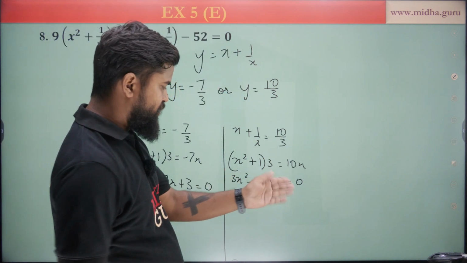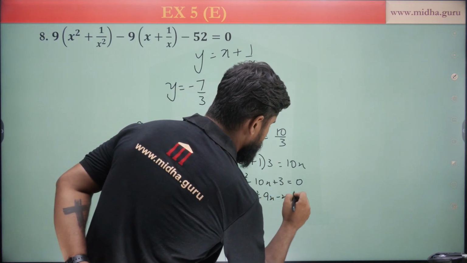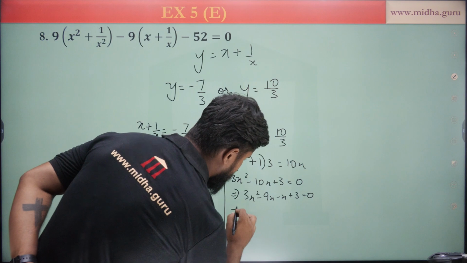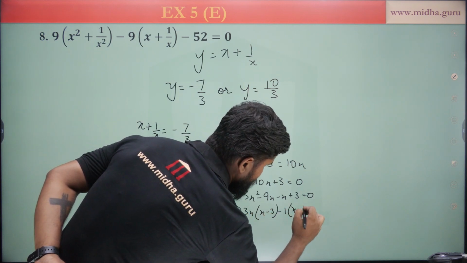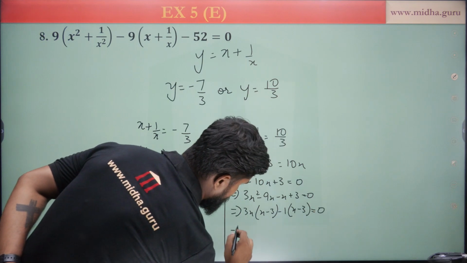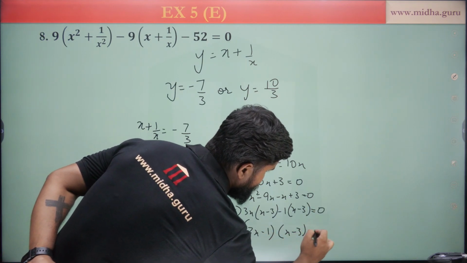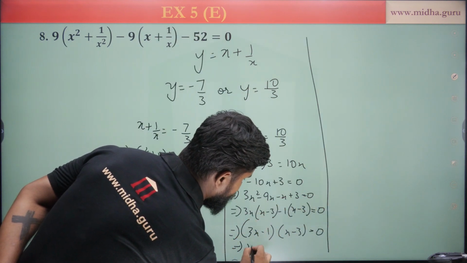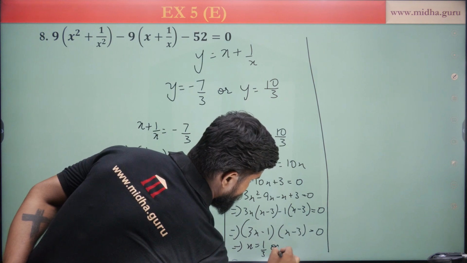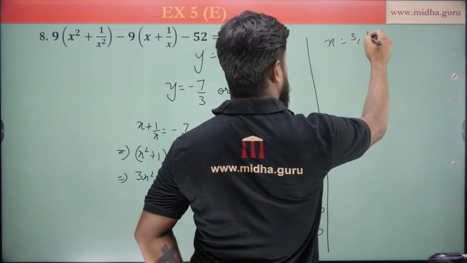Clearly it is 3x² minus 10x, which we can write as 3x² minus 9x minus x plus 3 is equal to 0. Take 3x as common, we'll get (x minus 3), and here we'll take minus 1 as common, we'll get (x minus 3). So (3x minus 1)(x minus 3), from which we get x is equal to 1/3 or x is equal to 3. So we have 3 and 1/3.